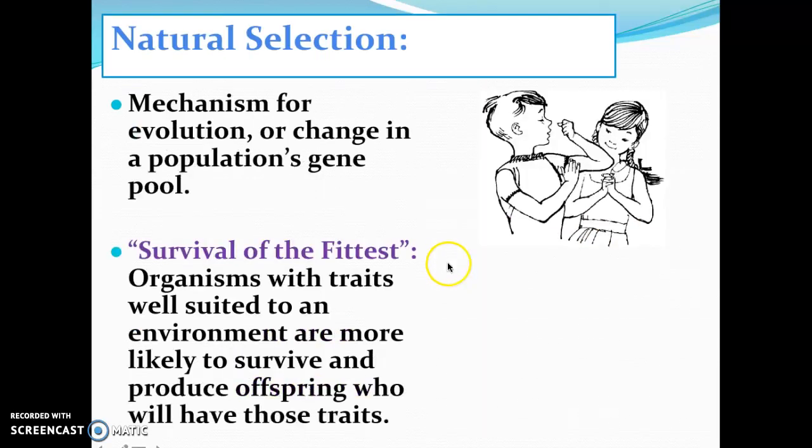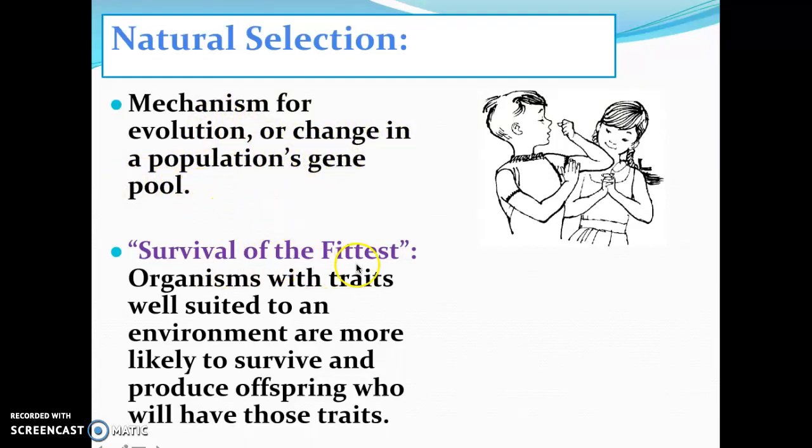Okay, so the next one is the word natural selection. And natural selection is one mechanism for evolution. It's not the only mechanism of evolution, but this topic is all about natural selection. So this is a very, very important mechanism for evolution, or changes in a population gene pool.